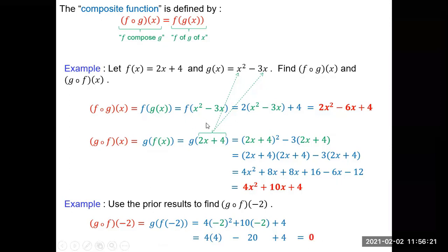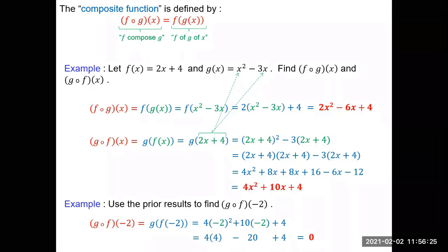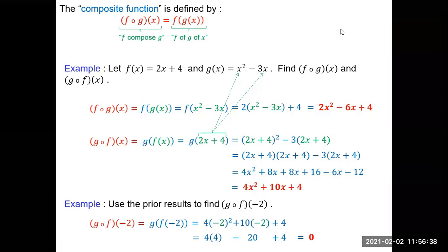So notice that composition of functions is going to be one of the most important types of operations, aside from adding, subtracting, multiplying, and dividing. But notice the process that we use in order to find compositions is by taking a function and putting it into another function.